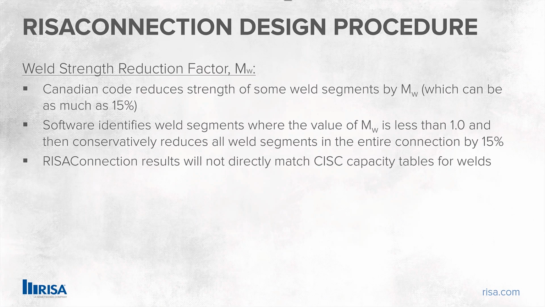In our case, what the software does is identify weld segments where the value of Mw is going to be less than 1. Then, conservatively, we reduce all of the weld segments in the entire connection by 15%. So we're not looking at individualized weld segments. We're basically saying, if we find that Mw is less than 1, we're going to conservatively reduce everything by that 15%. So you may not get results that directly match the CISC capacity tables for welds in RISAConnection, but you will still get a result that is, at the very least, conservative in its design.